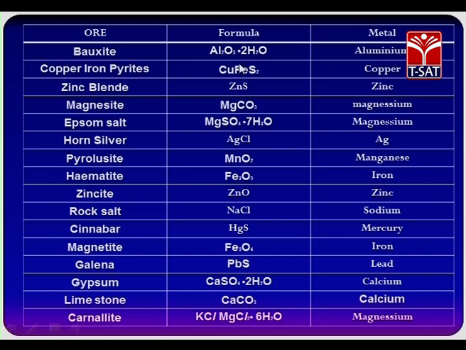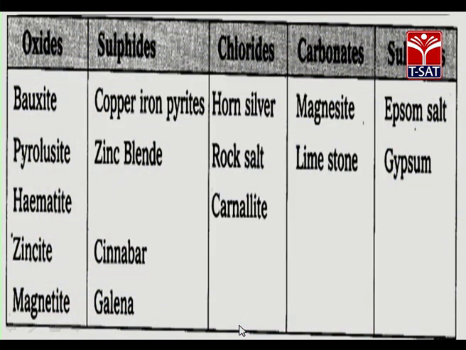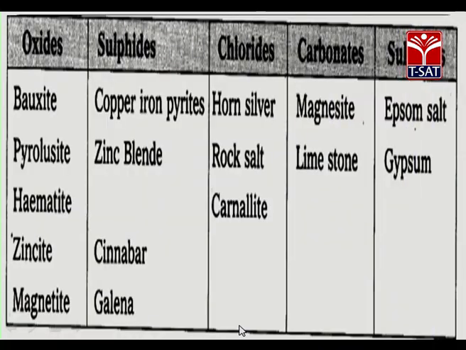If you observe chemical formula of these ores, the most common impurities we find are oxygen, sulfur and chloride. So, depending upon the chemical formula, we can classify the ores as oxide ores, sulfide ores, chloride ores, carbonate ores and sulfate ores. So, let us see what are the oxide ores. So, bauxite we have seen, along with aluminium the impurity was oxygen. So, bauxite is an ore of aluminium. So, aluminium oxide, bauxite is an oxide ore. Let us see other examples.